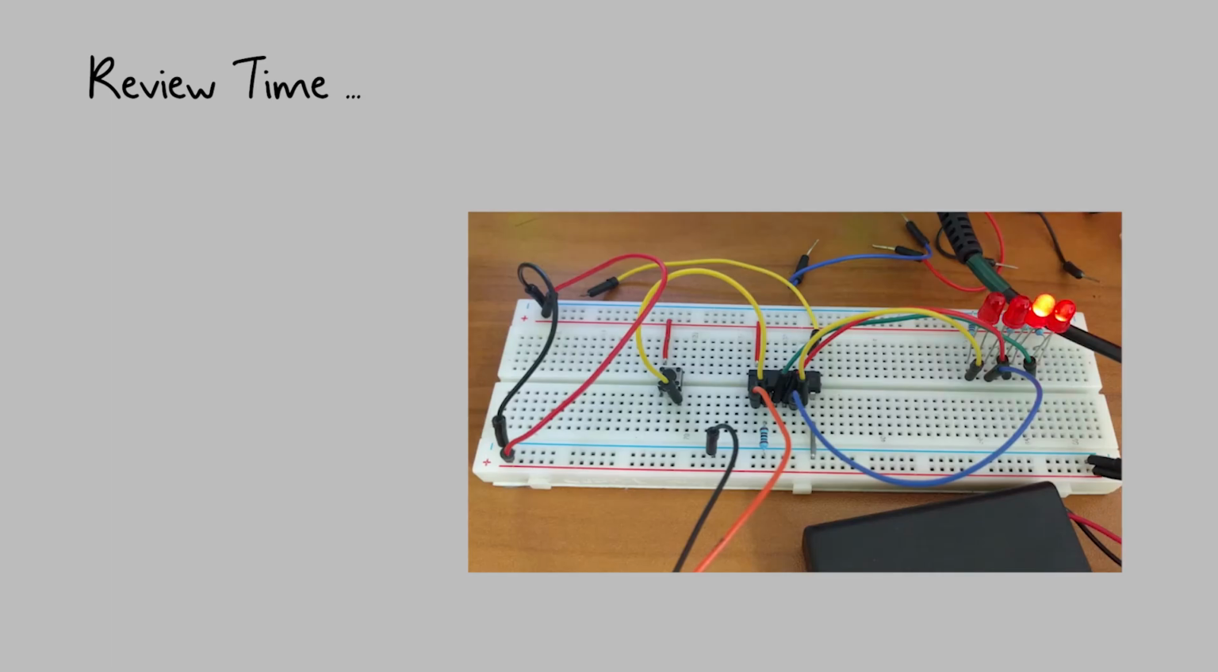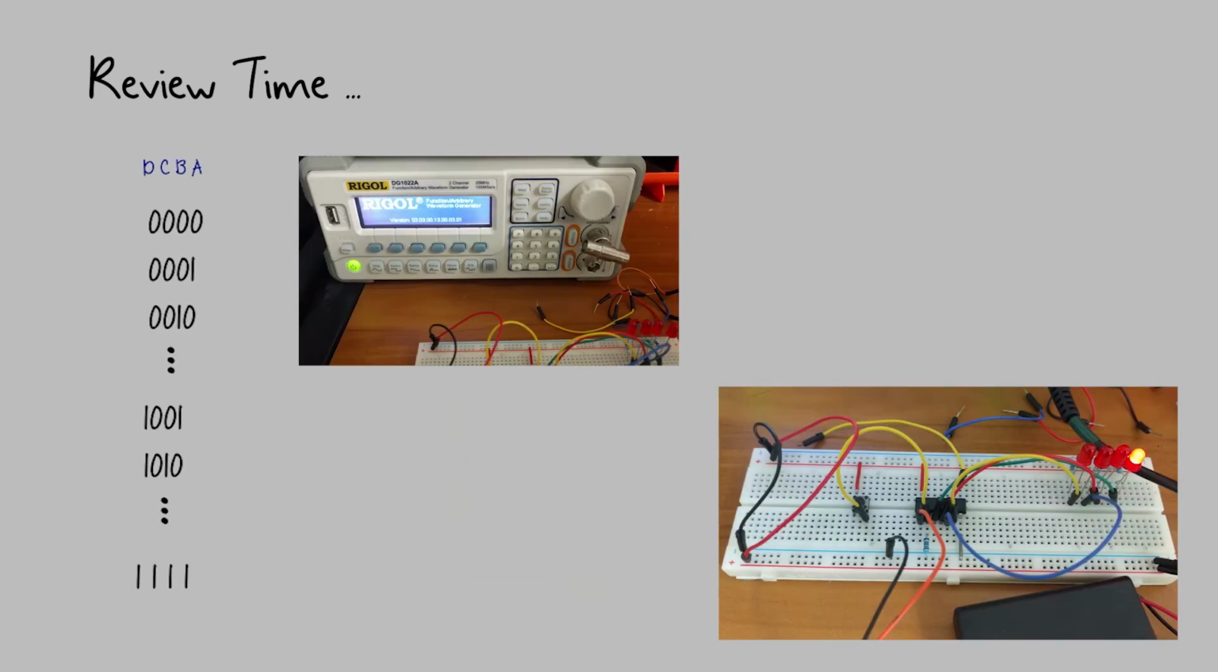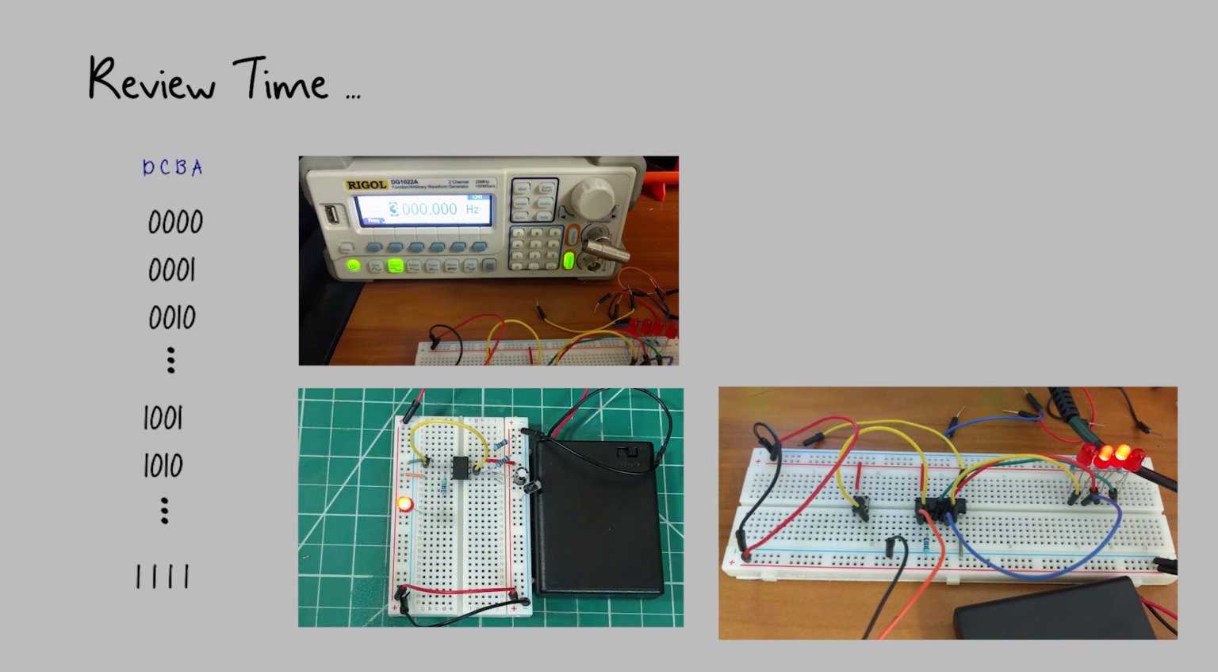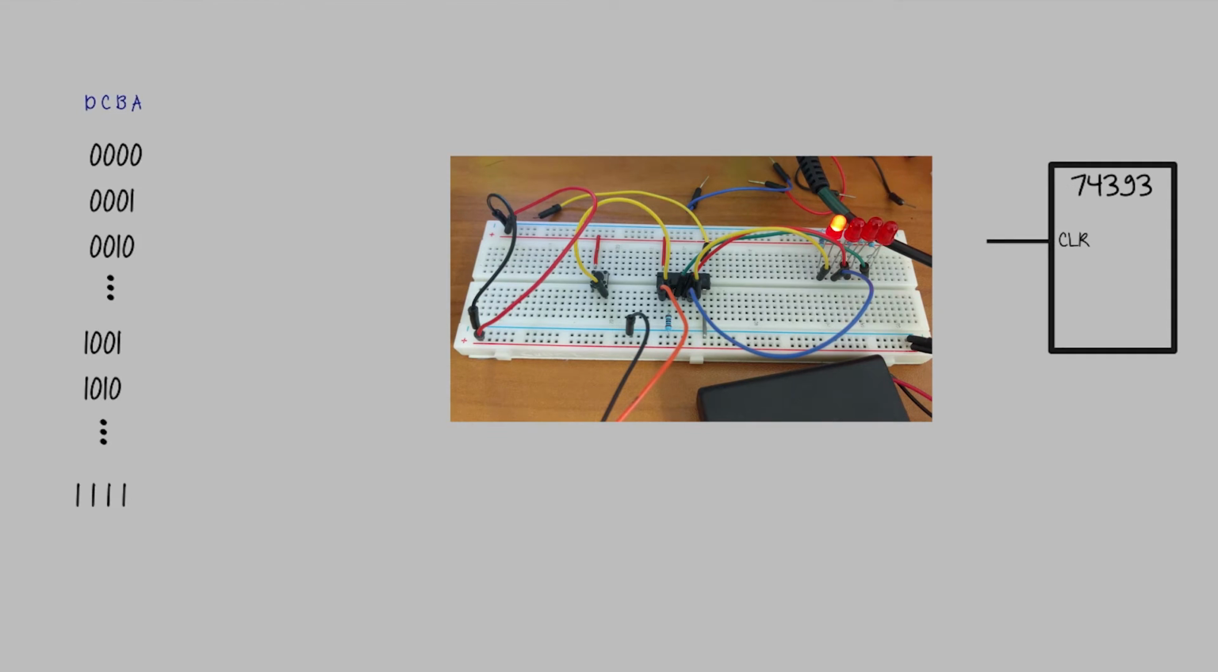Okay, let's revisit the 393 4-bit counter. The 393 will output the numbers 0 to 15 in binary at a rate that's determined by the clock signal. In the previous video, I used a frequency generator to output that clock signal. However, in this video, I'm using the 555 timer astable circuit. The 393 also has a clear pin input which will reset the counter.